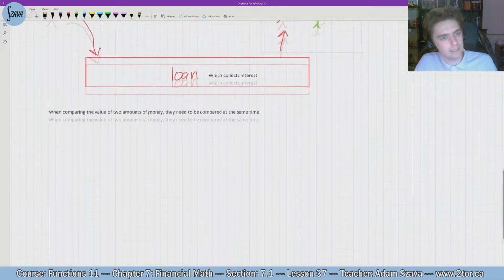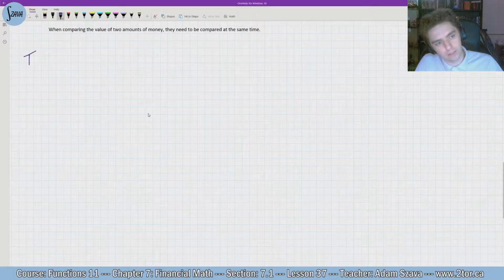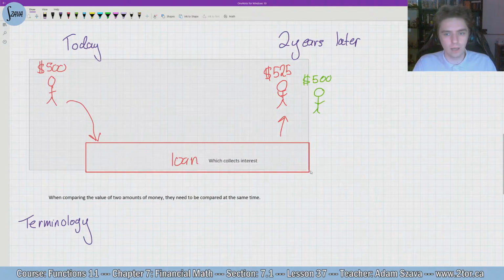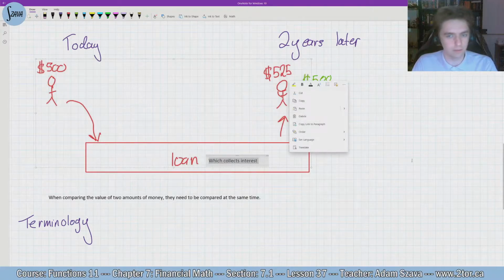So the next section I want to go through is just some terminology. I'm going to be using this example a lot to explain the different pieces of terminology that's commonly used in this unit. So focus on this idea that's happening in red here: you have $500, you put it in a loan, you have $525 at the end.